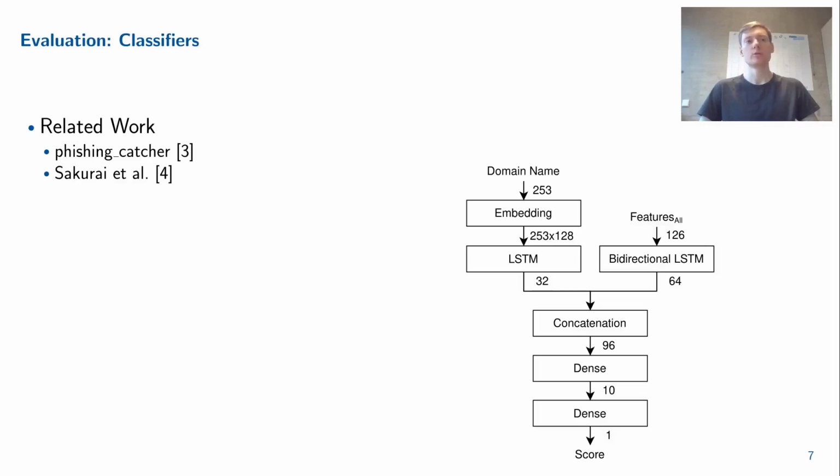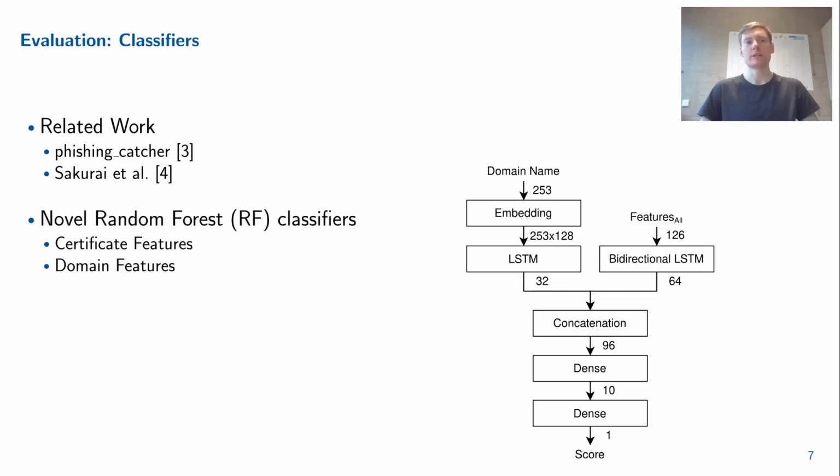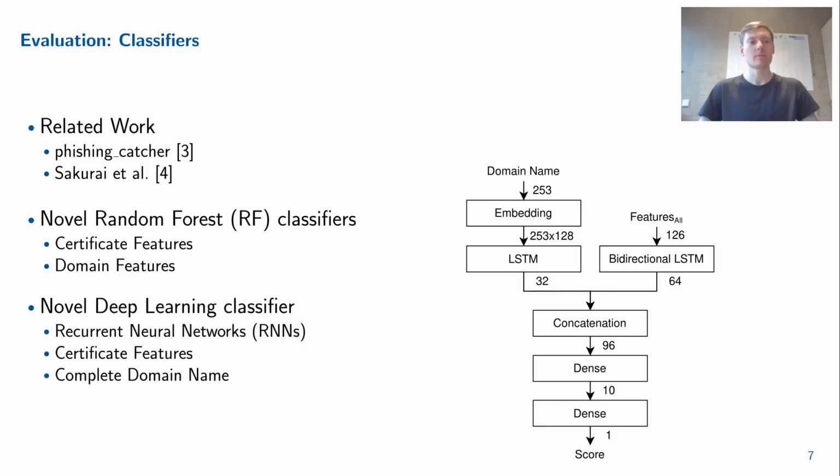We also tested 2 types of new classifiers: random forest classifiers as a representative of traditional machine learning approaches, and recurrent neural networks as a deep learning architecture. The random forest classifiers work on features that were extracted from the information included in the certificates. Features that focus on the domain name, for example the length of the domain or the number of subdomains, were handled separately. The details of these classifiers can be found in the paper.